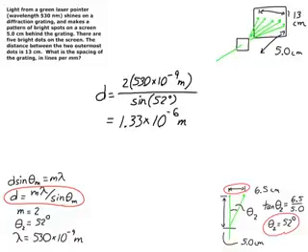But we were asked to calculate what the grating spacing was in lines per millimeter. So first off, let's put that meters in millimeters. Well, if I multiply by 1,000, I can convert meters to millimeters. So it's 1.33 times 10 to the minus 3rd millimeters. But we weren't asked for the grating spacing. We were asked for the number of lines per millimeter.